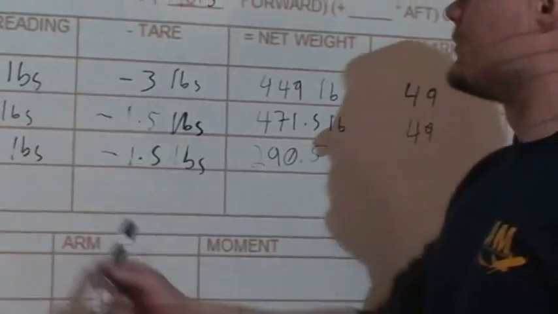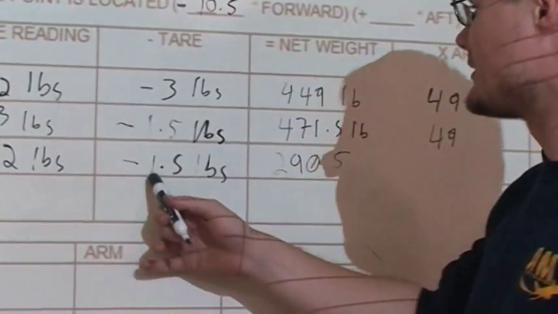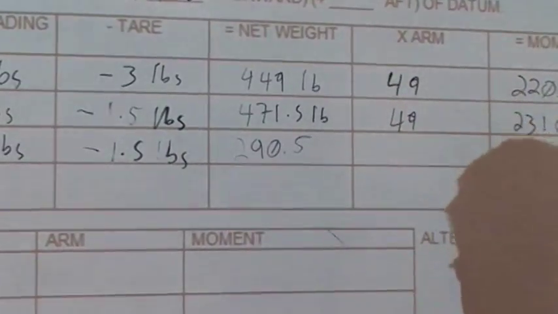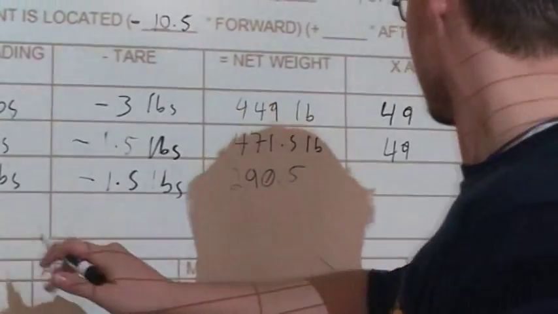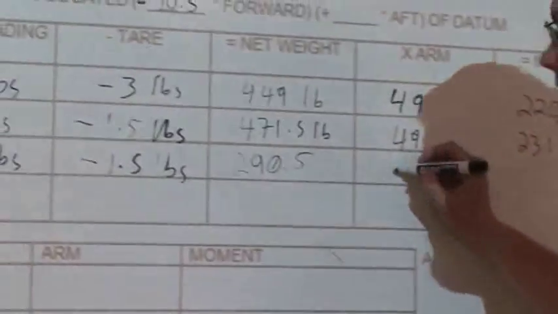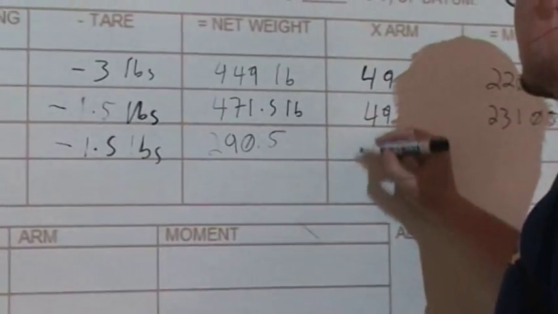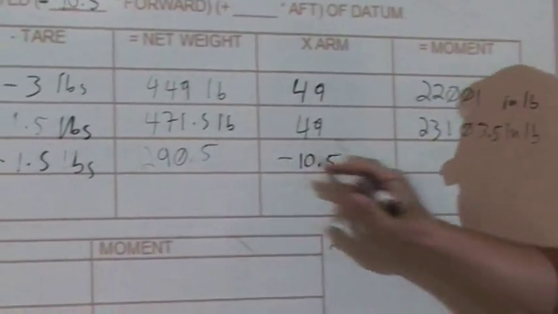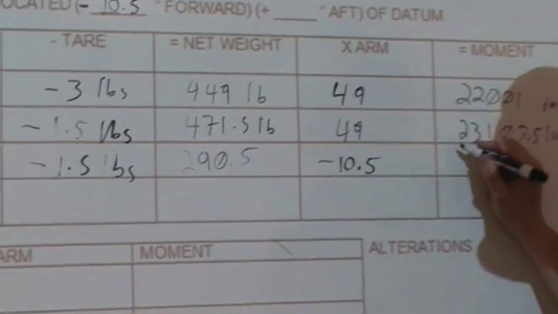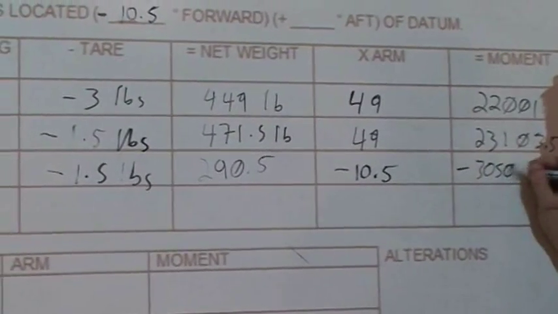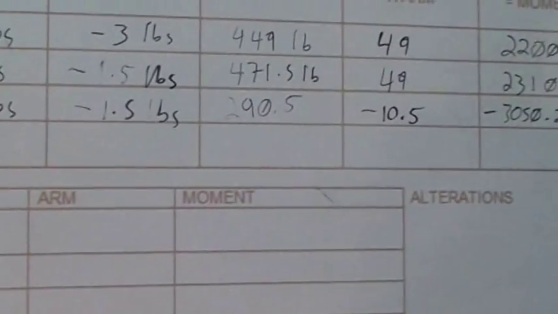And then our nose. Notice that since it was negative in location to the datum, the arm will be negative: minus 10.5 inches. And that came out to a moment of negative 3,050.25.